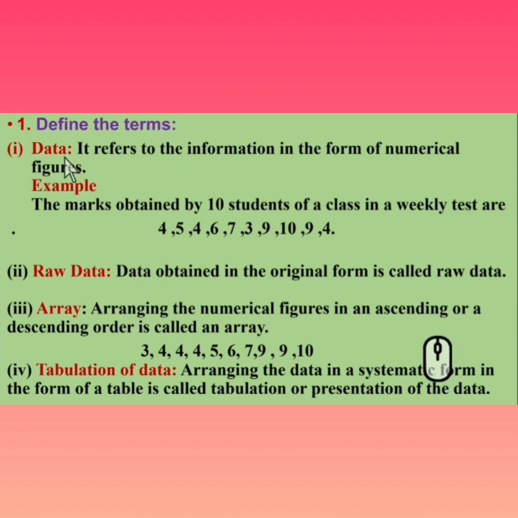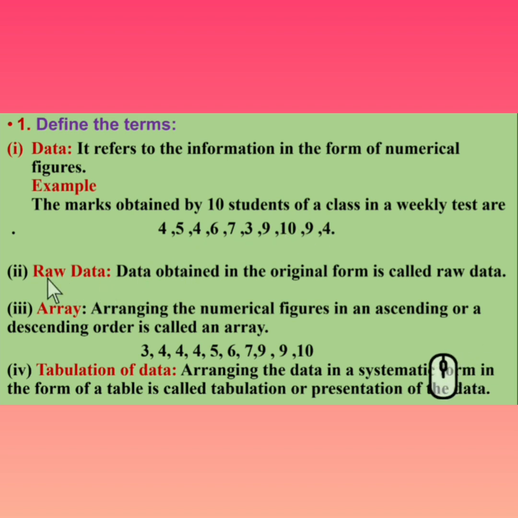First one is data. It refers to information in the form of numerical figures. When we take information in the form of numerical figures, it is called data. For example, the marks obtained by 10 students of the class in the weekly test are 4, 5, 4, 6, 7, 3, 9, 10, 9, 4. So it is in the form of numbers, numerical figures, so it is called data.